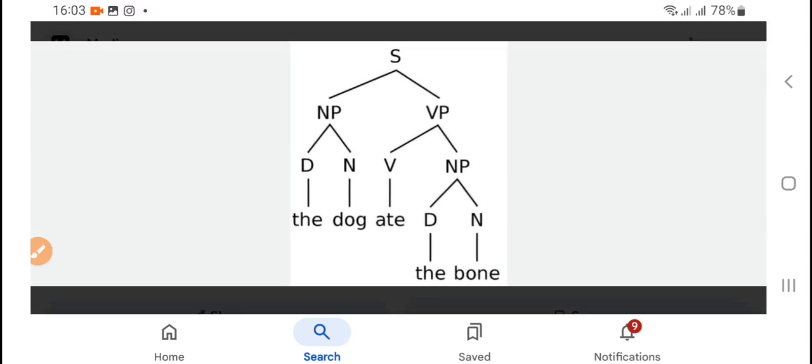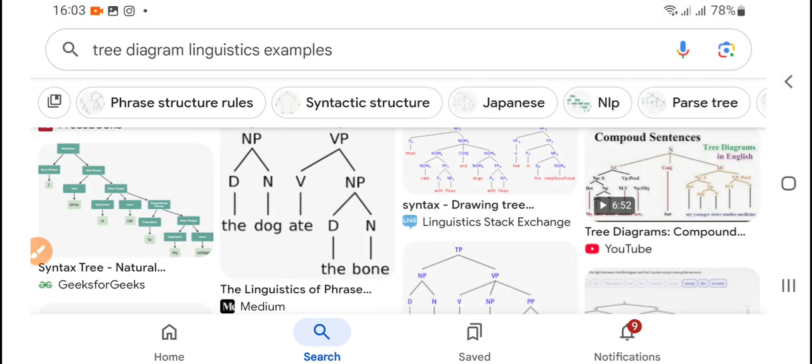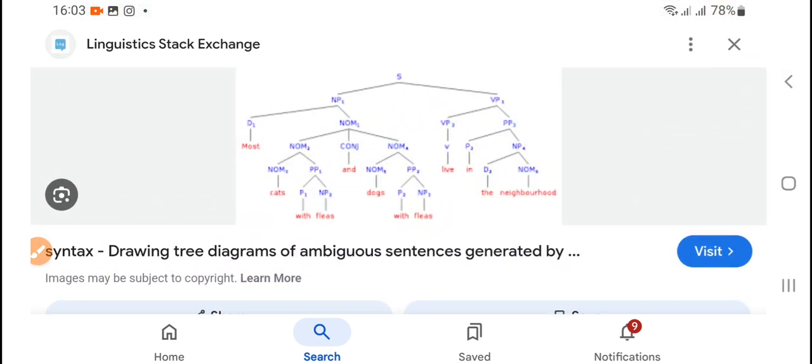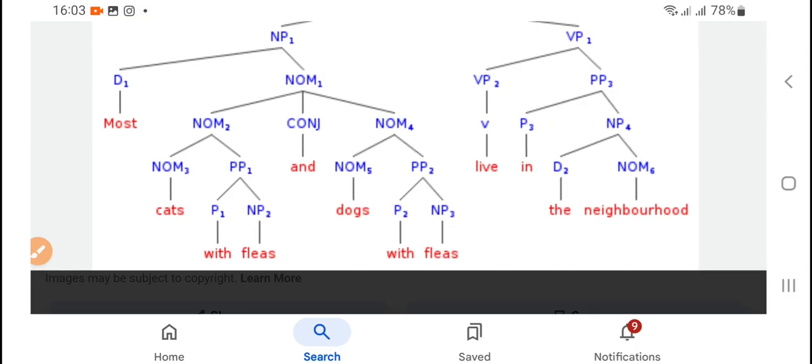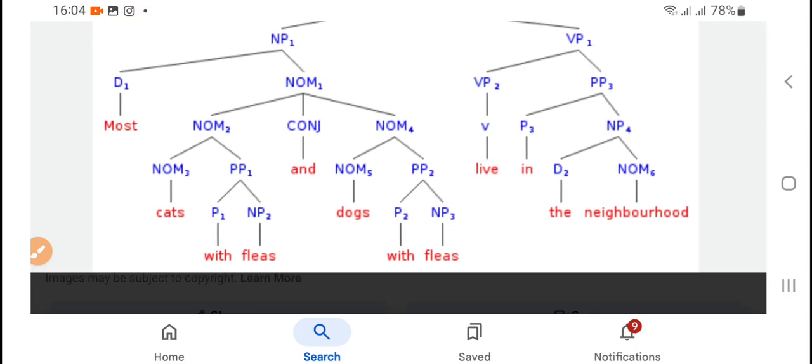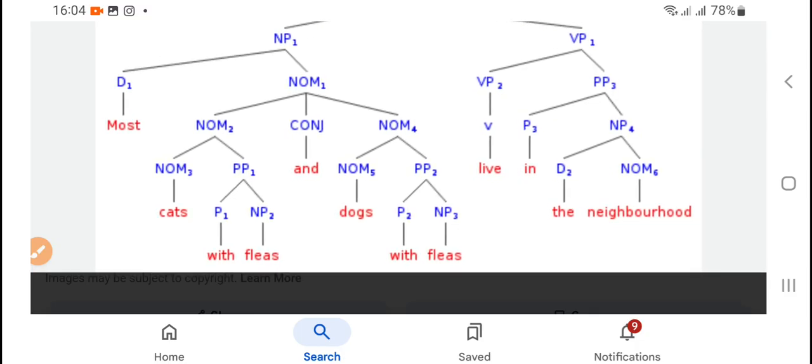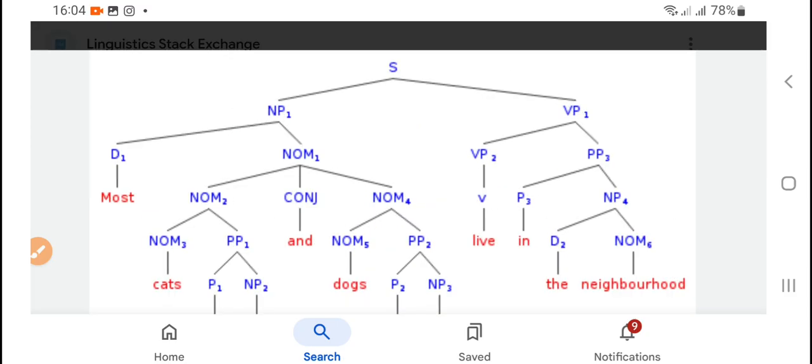The dog ate the bone. Very simple, right? The dog ate the... Now next is that: most cats with fleas and dogs with fleas live in the neighborhood.